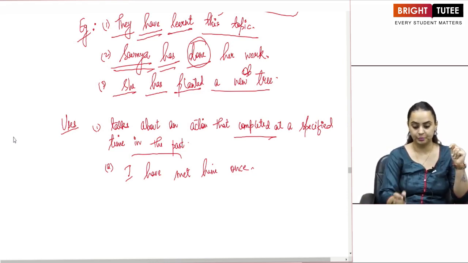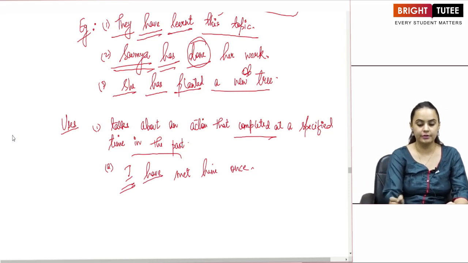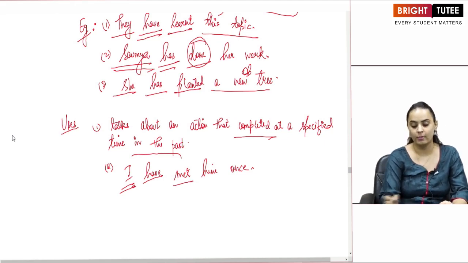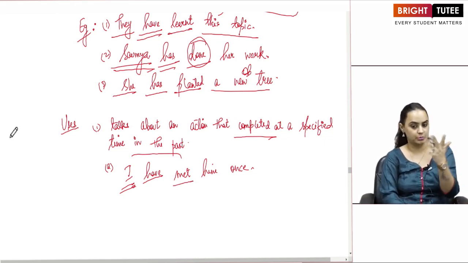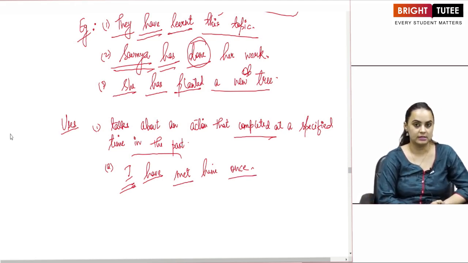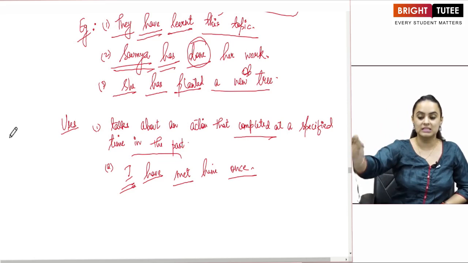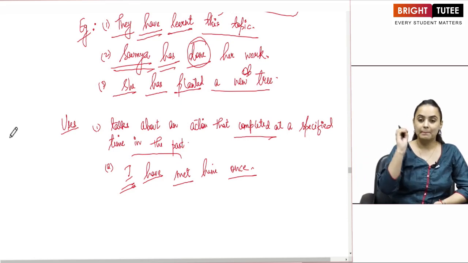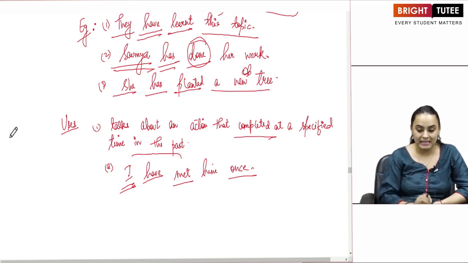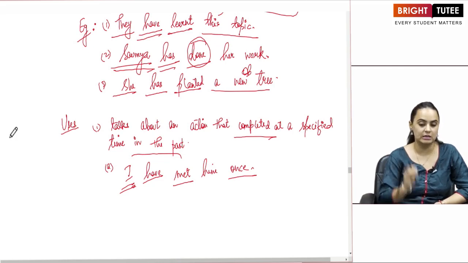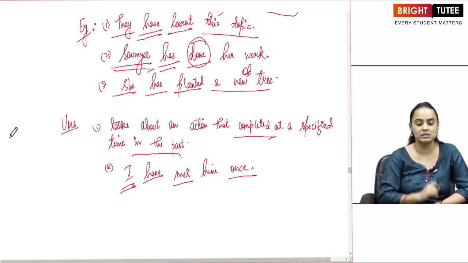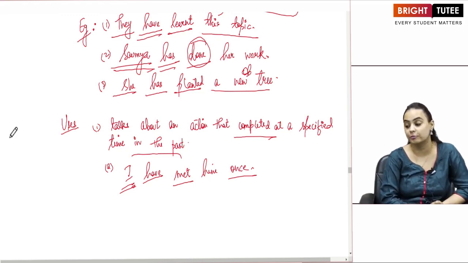So, first just look at the rule. We always use have, we never use has. So, I have, third form of the verb is met, meet, met him once. Now, this action, you meeting him, is something that took place in the past. But this has been completed at a specified time, at a specified duration. And since this action completed at a specified time, therefore we use the present perfect tense.